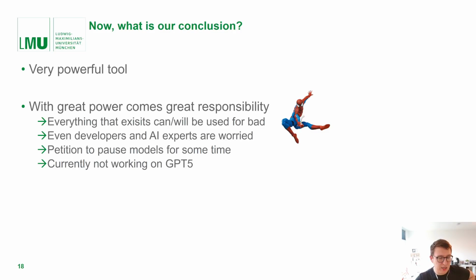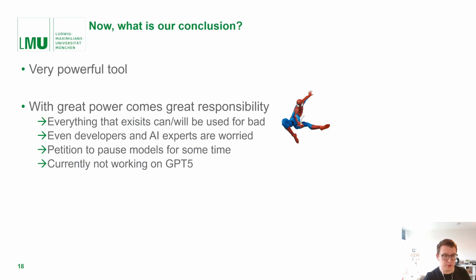And even some of the developers and many AI experts are worried, and a couple of weeks ago they signed a petition to pause these models for some time. Also the OpenAI company is currently saying that they are not working on GPT-5, the next model, just because they need to understand the ramifications and the difficulties with GPT-4. So even the people that are developing these models and that should usually just advertise them are raising some caution.